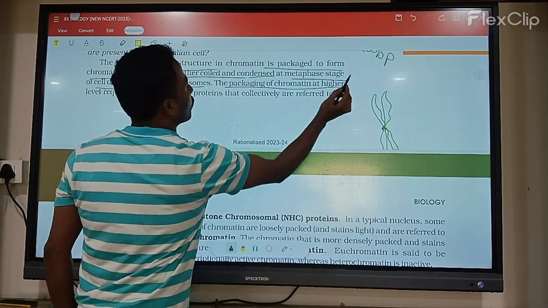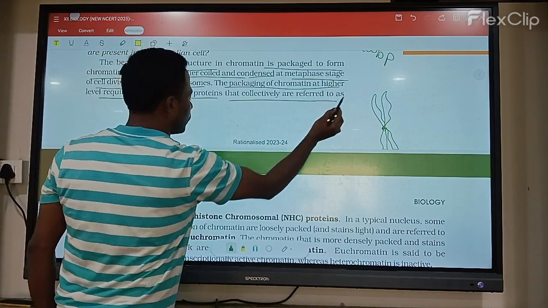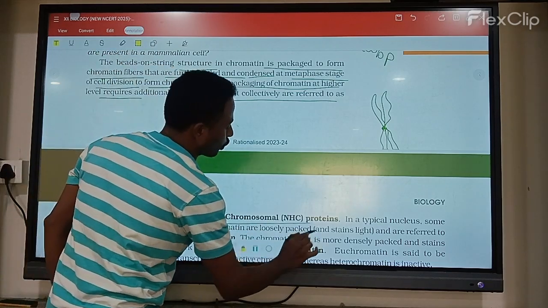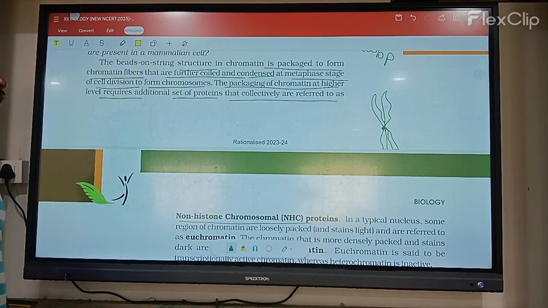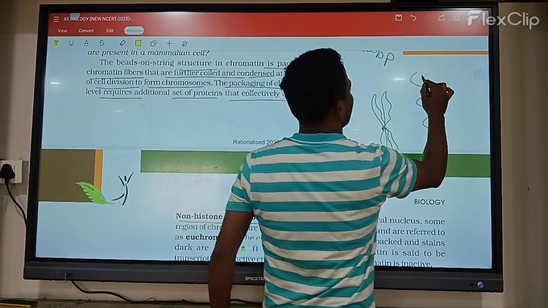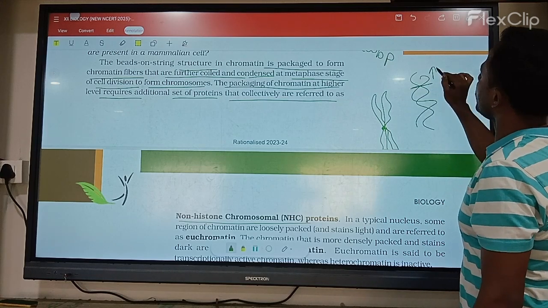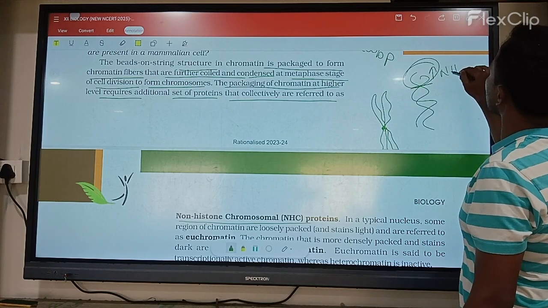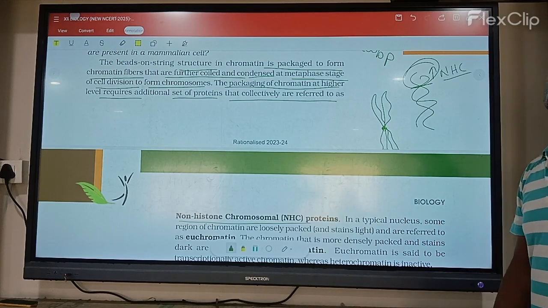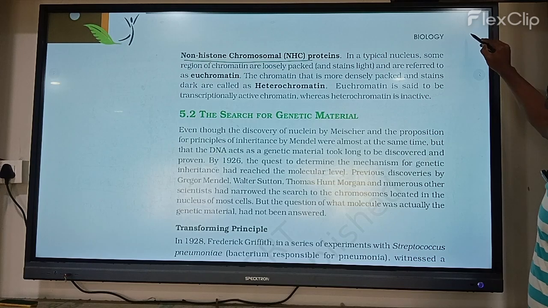Next, the packing of chromatin at a higher level requires an additional set of proteins. They are collectively called what? Non-histone chromosomal proteins, the NHC proteins. So, for example, take one particular DNA strand. In this DNA strand, the information is not passed from here to here. So these parts are called what? That is called the non-histone complex.